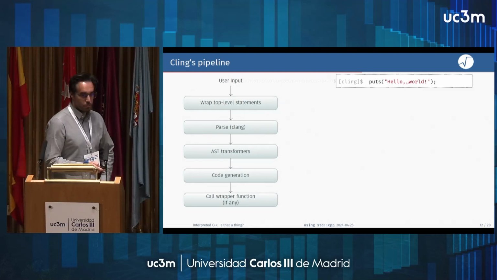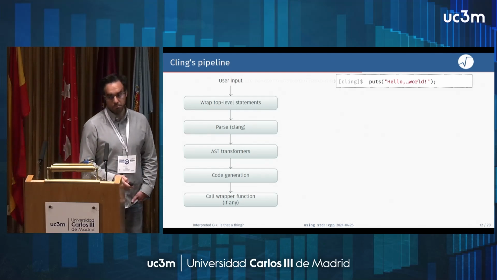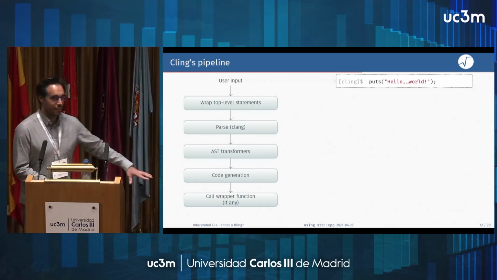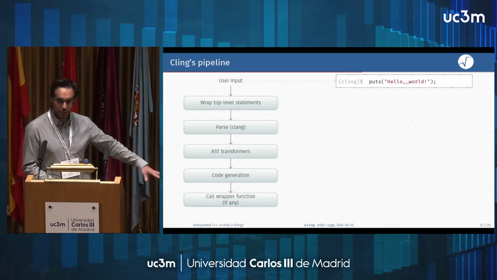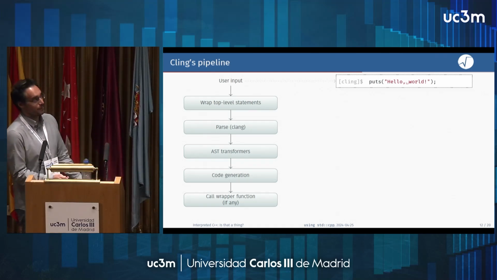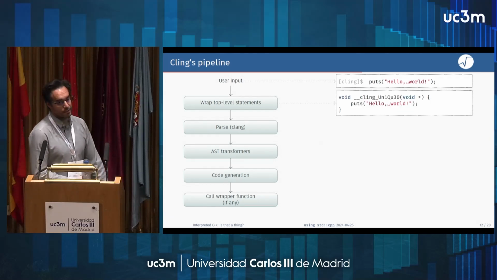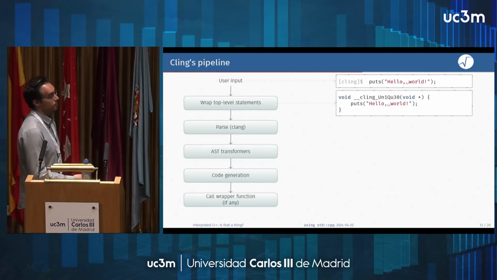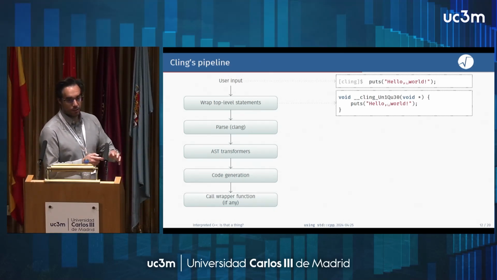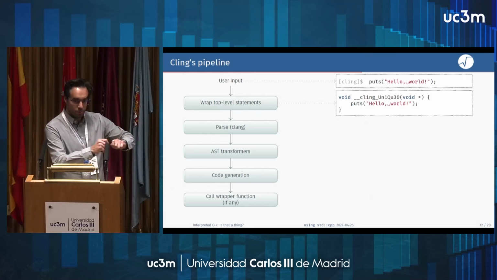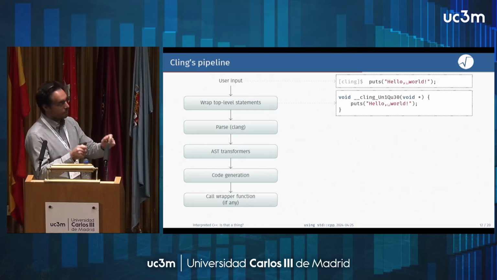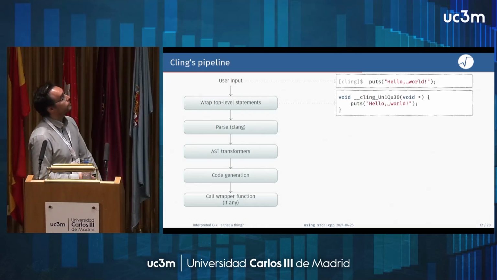The first stage would be to wrap top-level statements into some wrapper function, because top-level statements don't exist in ISO C++. An ISO C++ translation unit is basically a collection of top-level declarations, not top-level statements. So you would have to wrap these into some wrapper function so that the code is not ill-formed. We detect whether some of the structures or constructions in the input line need to be wrapped, or partially wrapped, into a wrapper function.